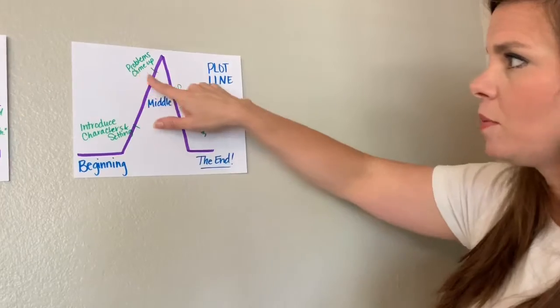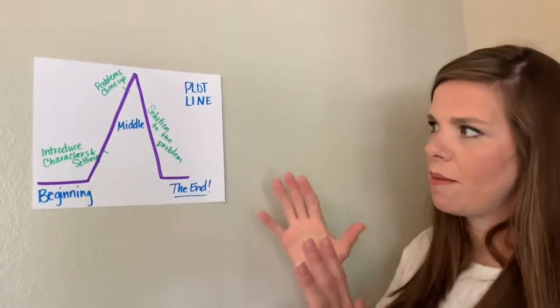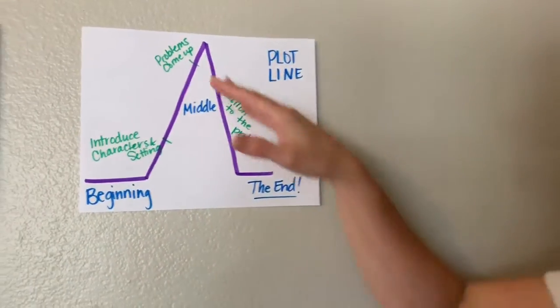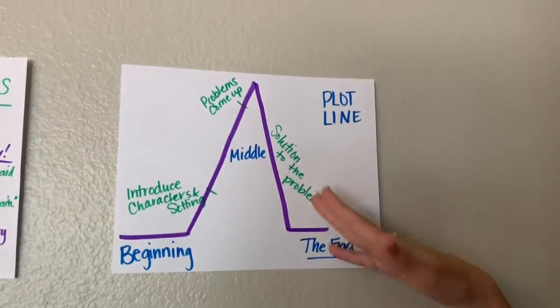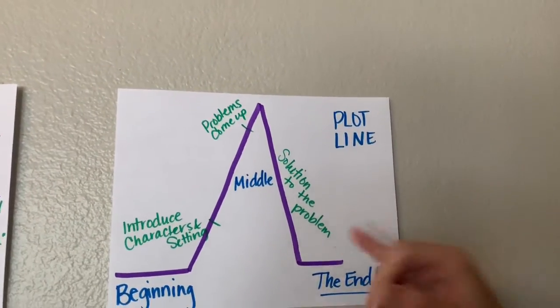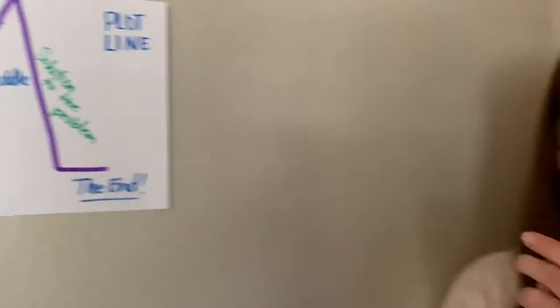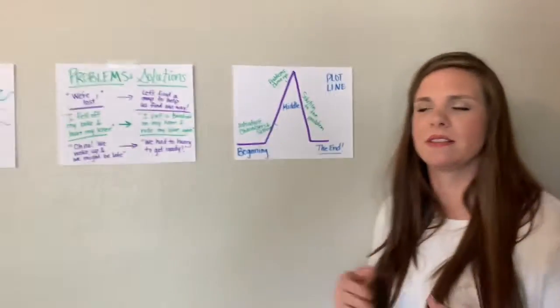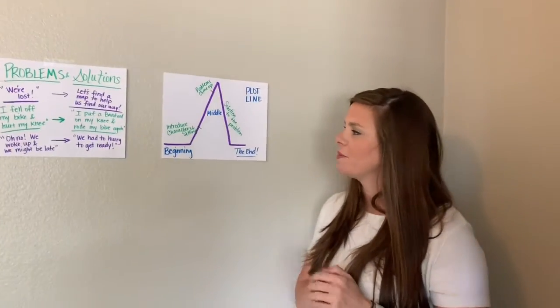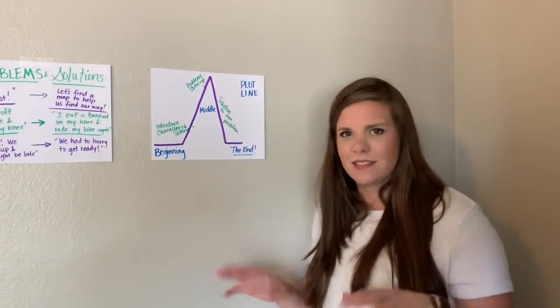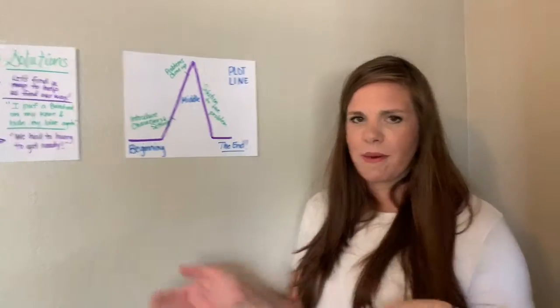In the middle, that's where this problem comes up. The big problem comes up, okay? And then things can kind of get resolved towards the end. The solution to your problem. And then they live happily ever after is usually how we end those fictional stories. Not all the time, but at the end, usually everything's been resolved and they can go about their way, okay?